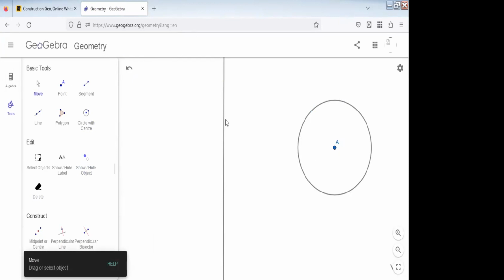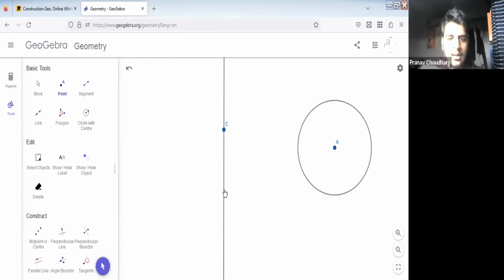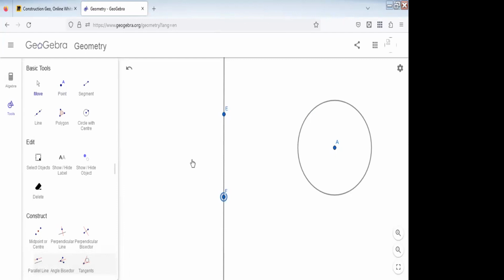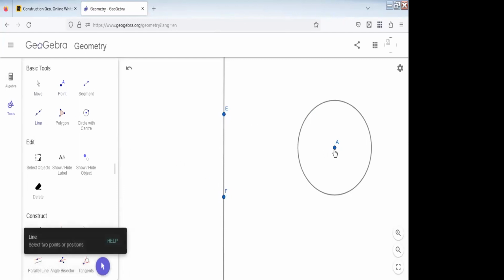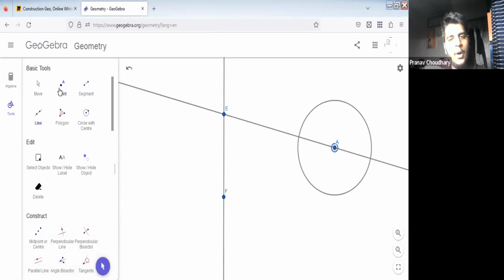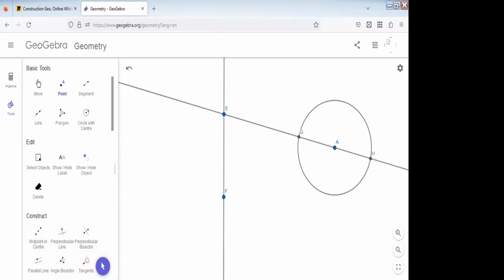Yeah, so consider points B and C on L. Okay, let's just consider them as E and F. Okay, fine. And now draw line EA. The point of this is the midpoints of these two things on this line. And now we know the midpoint of GH is A.